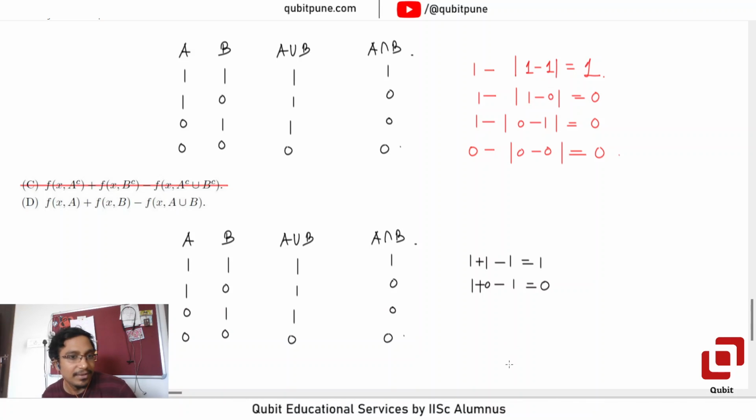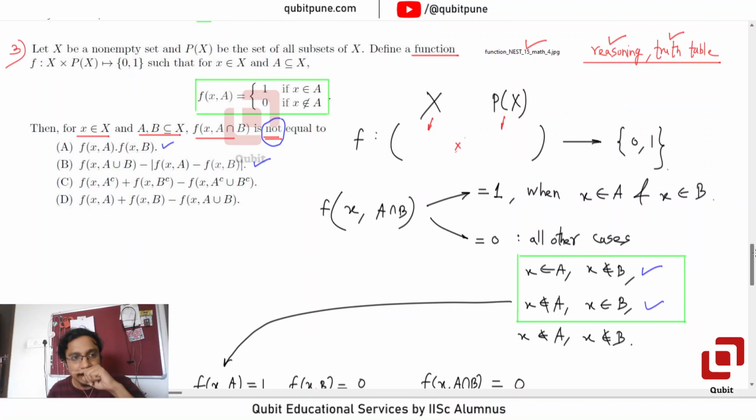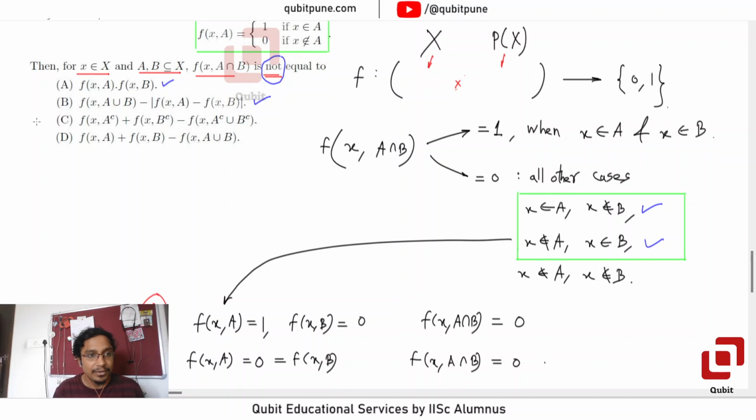Yes, I just realized that it is also giving us the same thing that is correct. So which option is right? Option C is right. That means D is correct, as in we can use an alternate way to find f of x comma a intersection b. So which option is right? C is right. Please raise your hands if you have understood this.